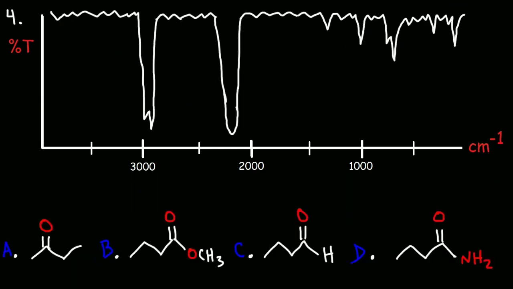Now let's move on to our fourth example problem. So looking at our answer choices, we have a ketone, an ester, an aldehyde, and an amide. Which of these functional groups correspond to the graph that we see on the screen?